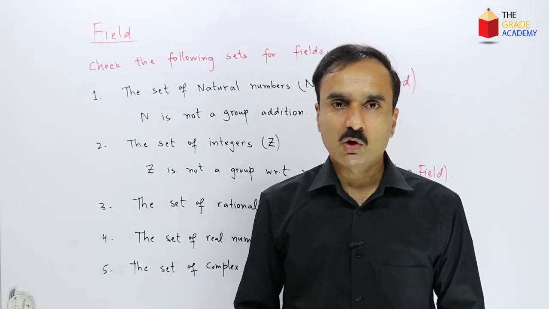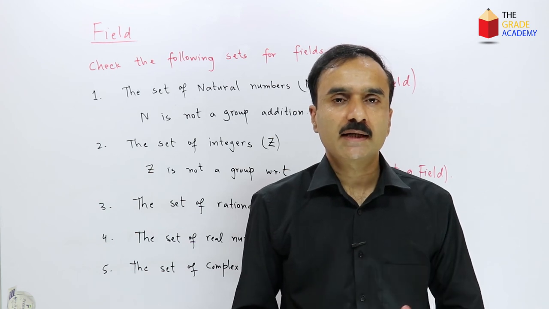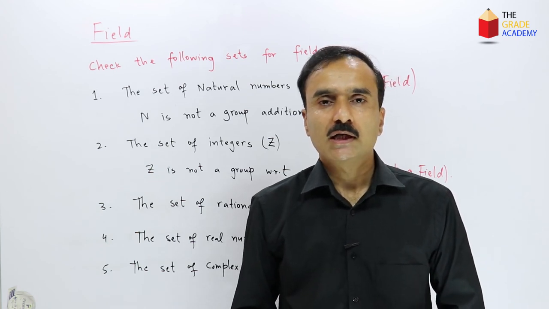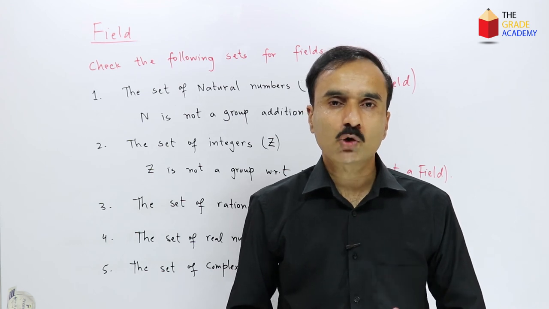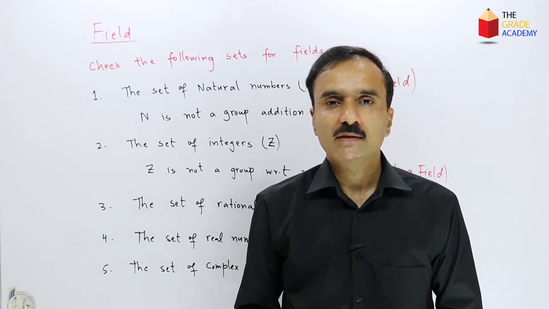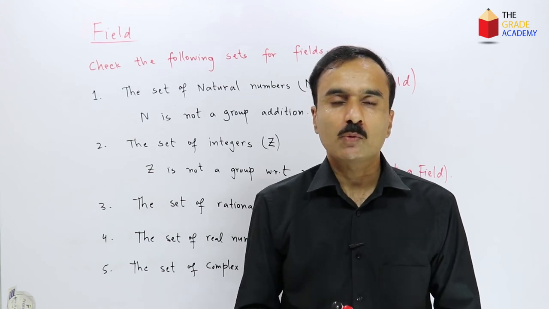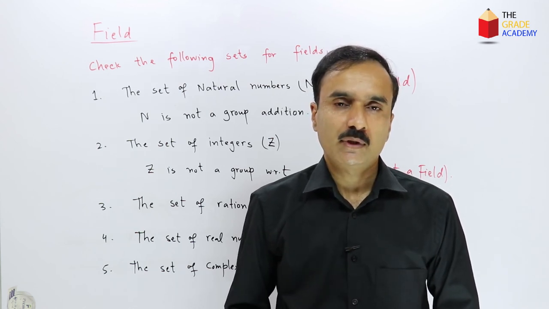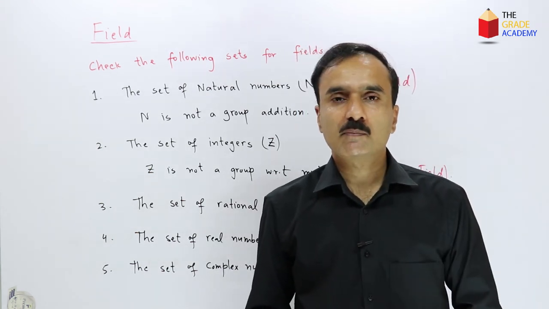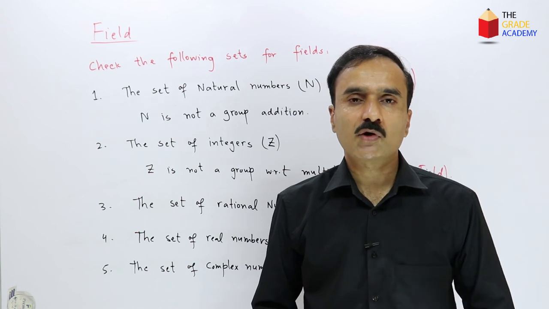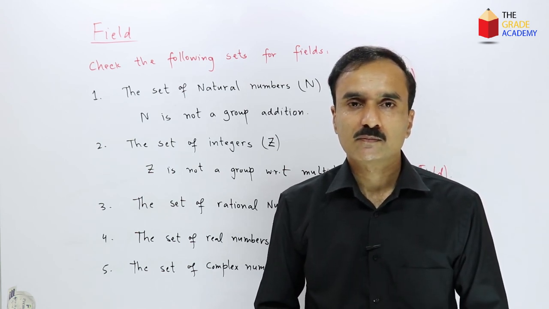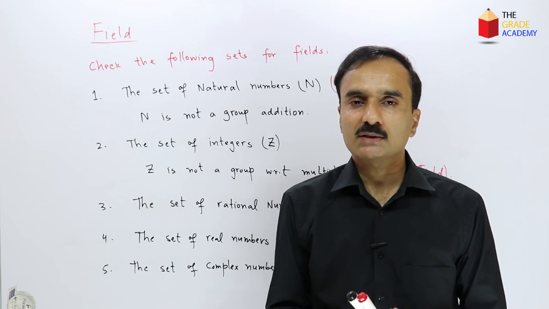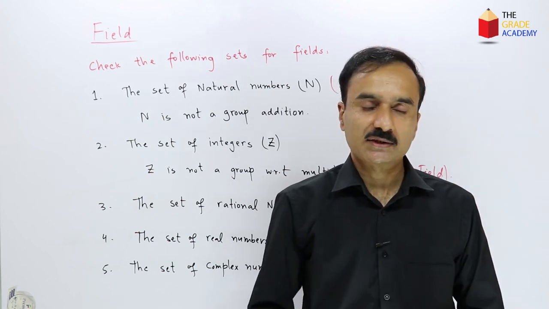So in today's lecture, we talked about fields. We learned that a set with two operations, addition and multiplication, defined on it is a field if it satisfies addition axioms, that is, it is an abelian group with respect to addition, and secondly, multiplication axioms, or an abelian group with respect to multiplication, and thirdly, it obeys the distributive law. And then we saw that the set of rational numbers, the set of real numbers, and the set of complex numbers are fields. So with this, we come to the end of today's lecture. In the next lecture, we will discuss some theorems based on the properties of fields. So until next lecture, have a nice time.